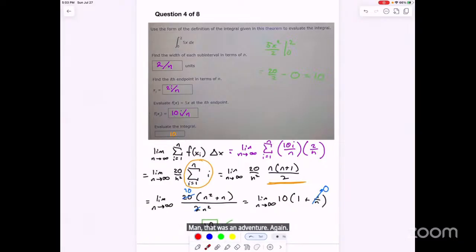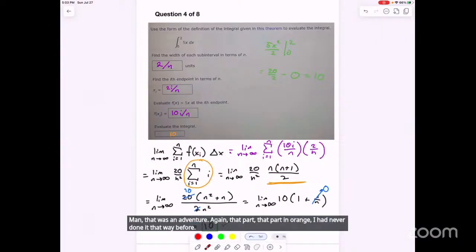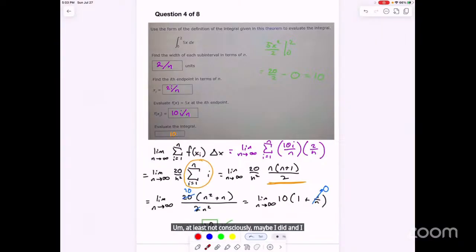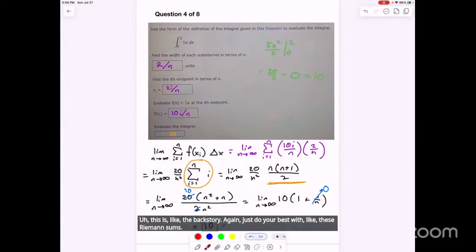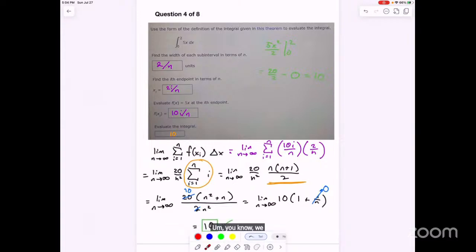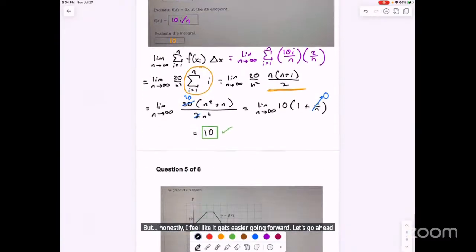Again, that part in orange, I had never done it that way before. At least not consciously. Maybe I did and I forgot about it. This is like the backstory. Again, just do your best with these Riemann sums. We can work some more examples if we need to. But honestly, I feel like it gets easier going forward. Let's go ahead and move into question number 5.